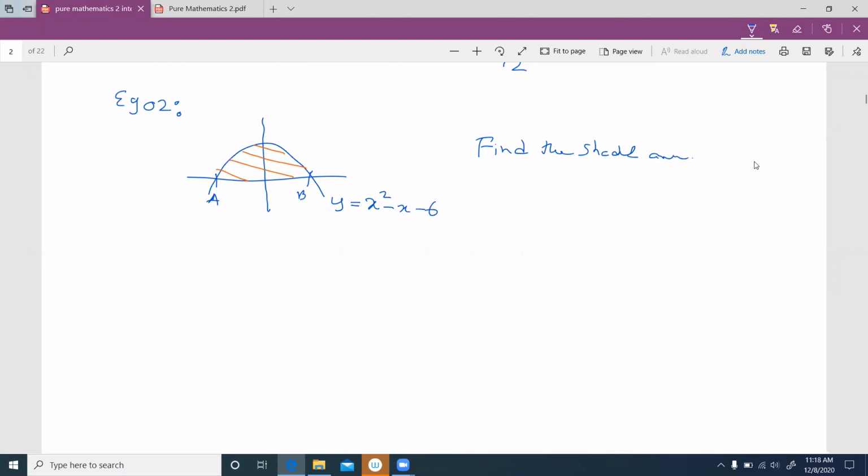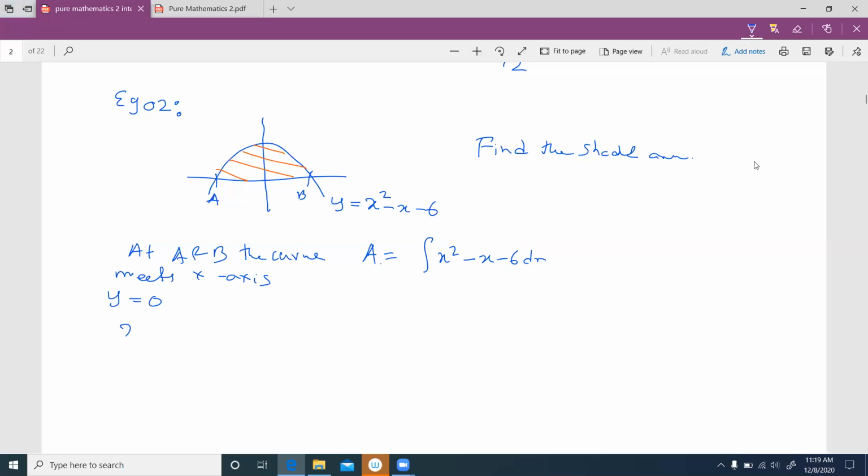So to find the integration of this area, you can simply say this area is the integration of x squared minus x minus 6 dx from where to where? From A to B. That gives you the shaded area. But now you need to find the x coordinates. At A and B, what happened? The curve meets the x-axis. If any curve meets the x-axis, the y-coordinate becomes 0.